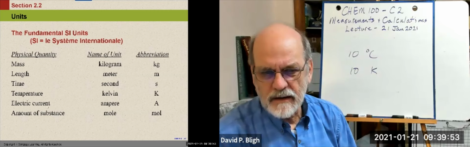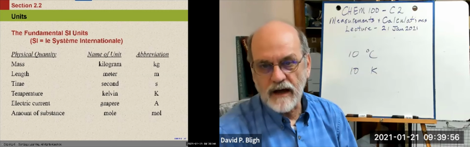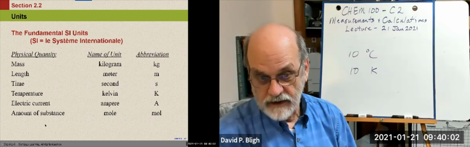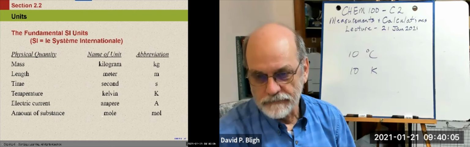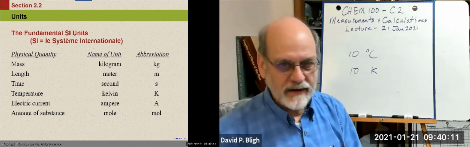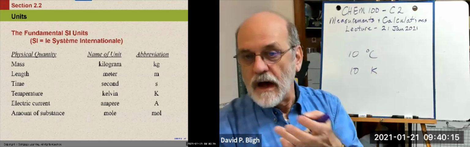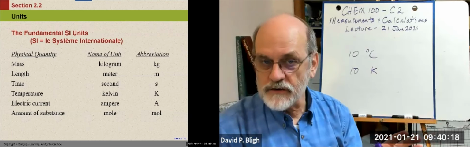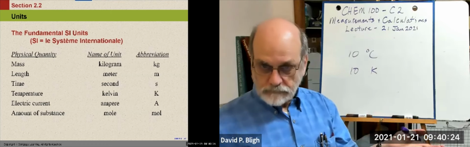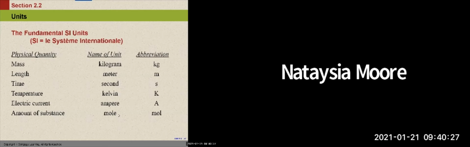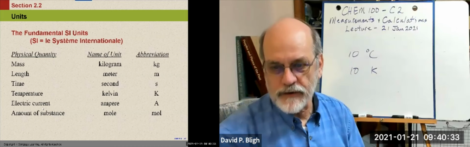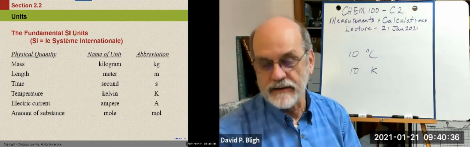We're not going to be messing with electric current, the ampere, not in this class. So you don't have to worry about that one. But we are going to be using this one. The amount of a substance is the mole. Right? And we'll define the mole later. Just keep that in the back of your mind. These are fundamental units. All other units that scientists use are derived from these units. Okay. So, I'm sorry, you just said we're not using the electric current. Right, we won't use that one. We will make reference to the other five.